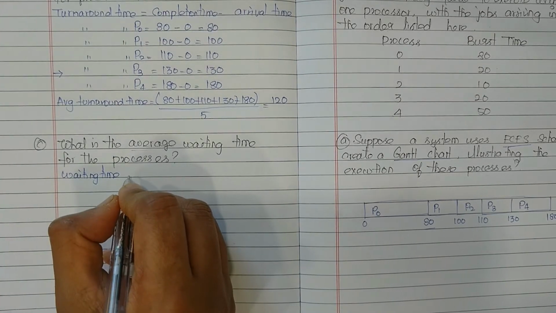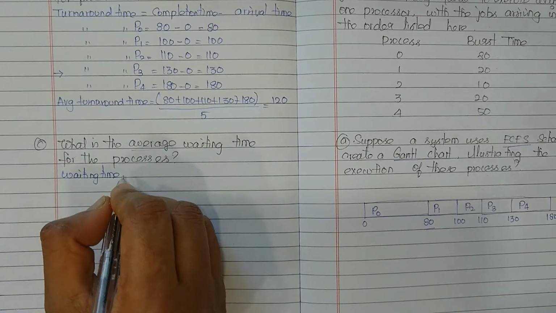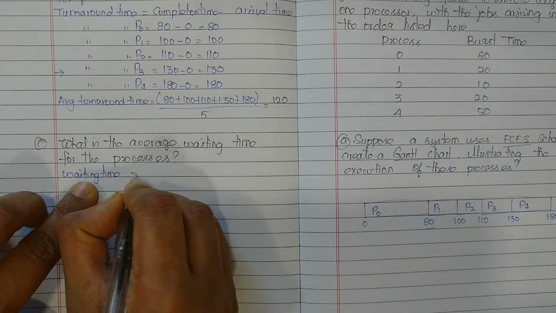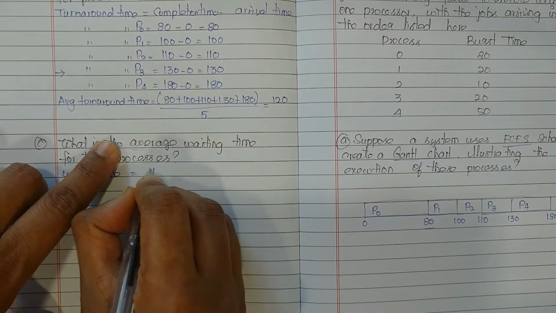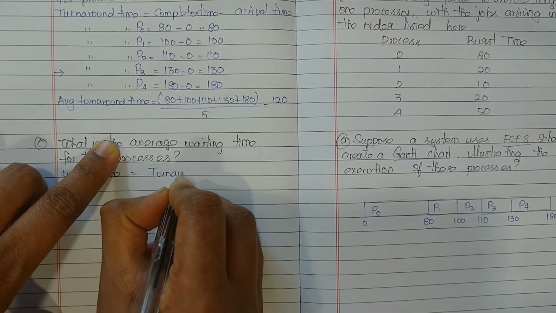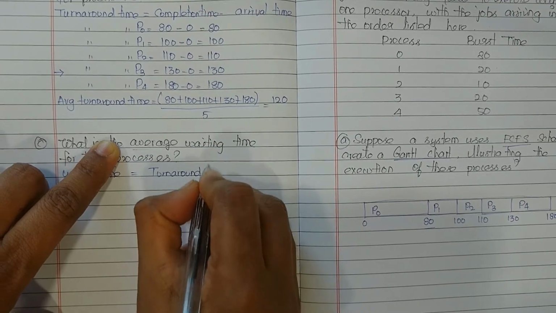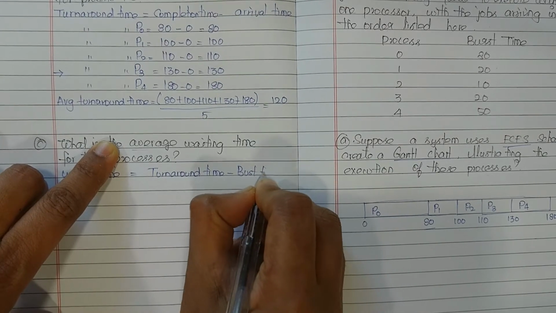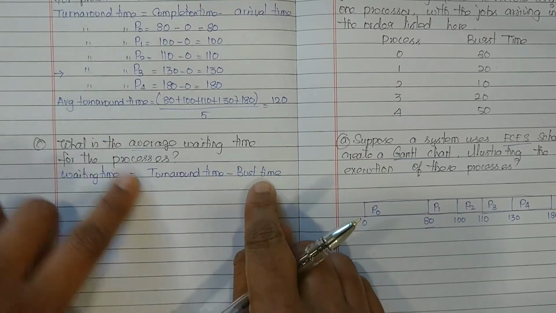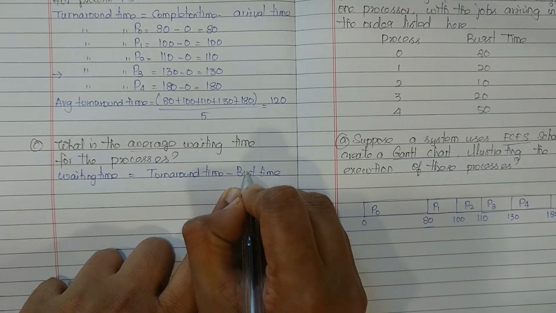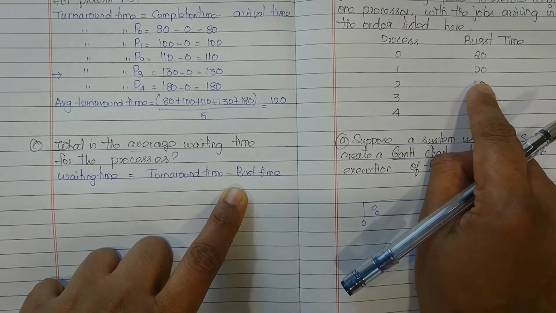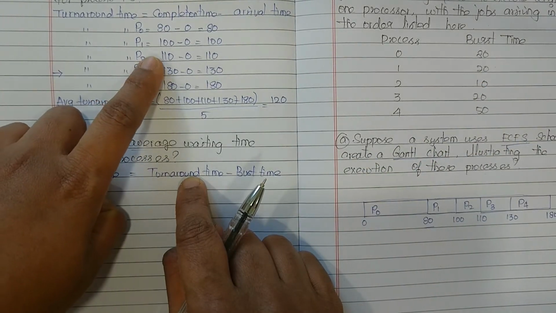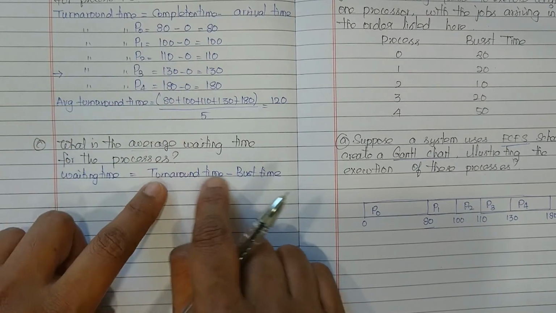Waiting time, actually I need to know the formula. We need to write the formula. So waiting time equals turnaround time minus burst time. You already know the burst time; it's already given in the question. And turnaround time you just calculated in the previous question. So you know all those things.